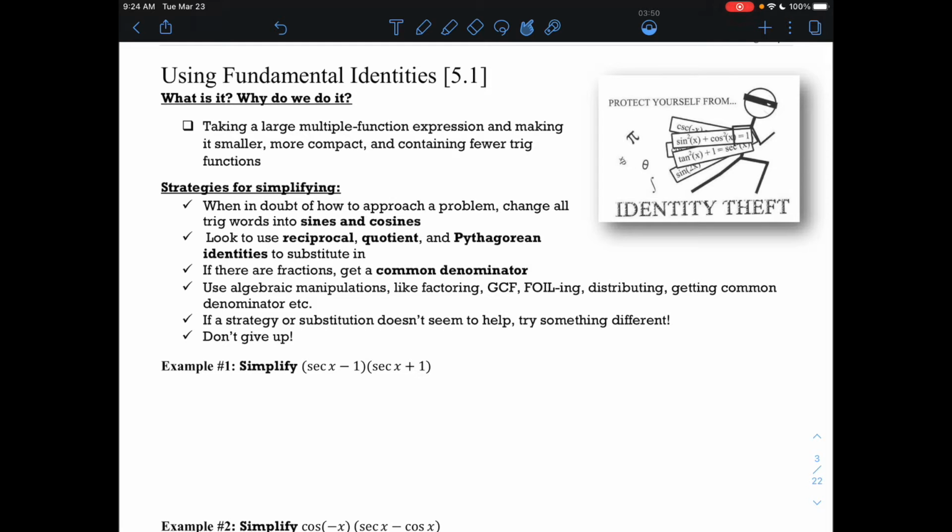Some of the strategies that we're going to use are some of the strategies that we were using the first time around, which is when in doubt of how to approach a problem, change all the trig terms into sines and cosines. Look to use things like reciprocals, quotients, Pythagorean identities to substitute them in. If you have fractions, use common denominators, and algebraic manipulations such as factoring, GCF, foiling, distributing. If a strategy or substitution doesn't seem to help, go back and try again. And also never give up.